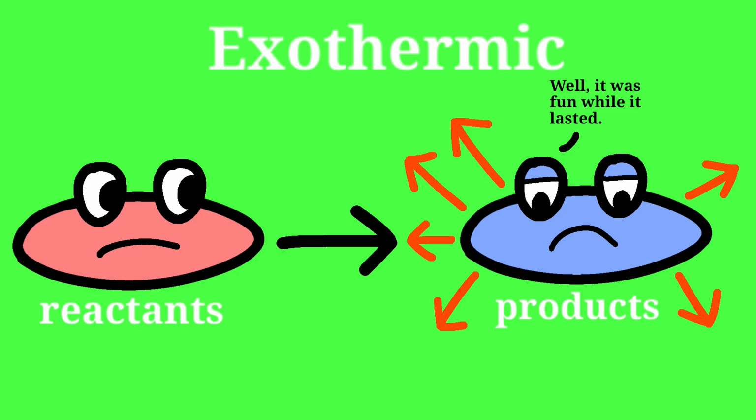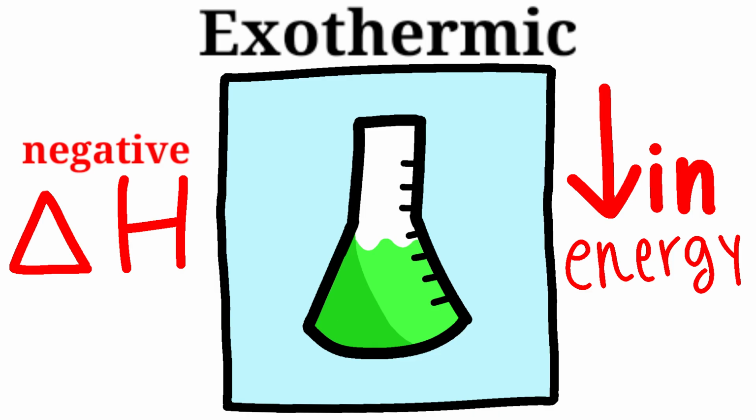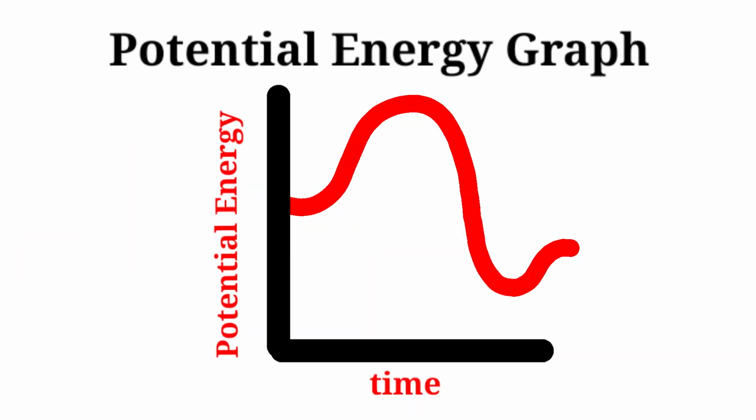On the other hand, exothermic reactions release energy into the surroundings, so the products of the reaction lose energy. This gives exothermic reactions a decrease in enthalpy, or a negative delta H. The change in energy during a reaction can be represented by a potential energy graph. Let's look at an example of one of these.